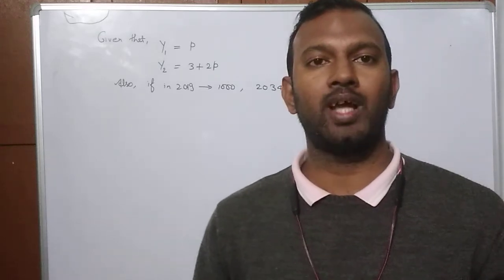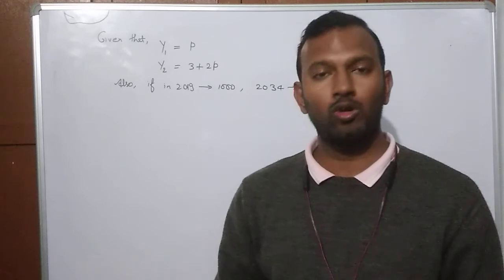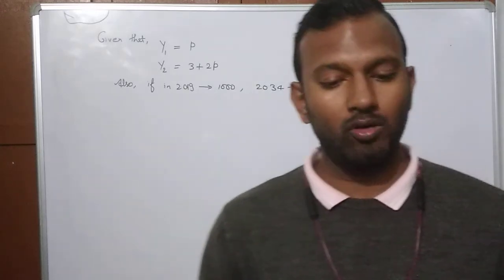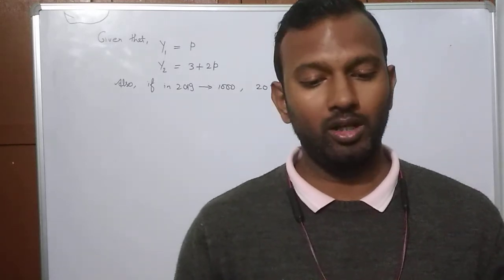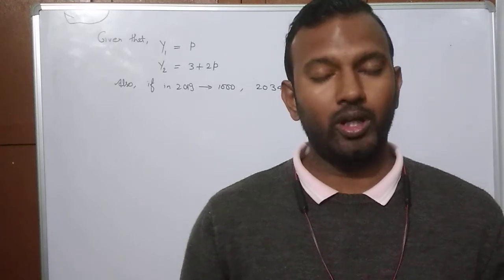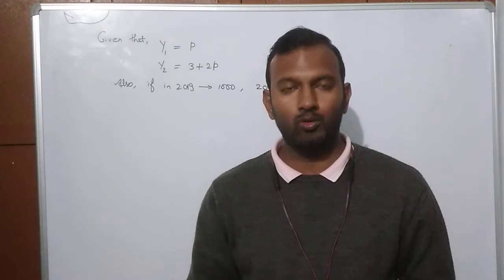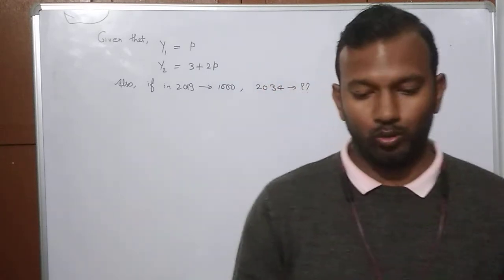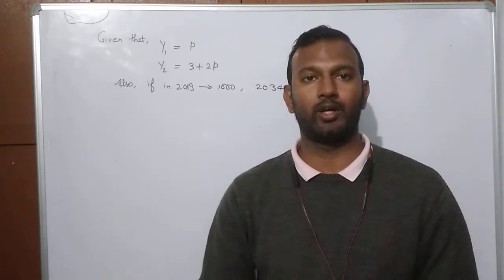Before solving the question, I'll read it out. So I am reading the first question. If the population of a town is P in the beginning of any year, then it becomes 3 plus 2P in the beginning of the next year. If the population in the beginning of 2019 is 1000, then the population in the beginning of 2034 will be. Now there are 4 options and we have to select the correct one.